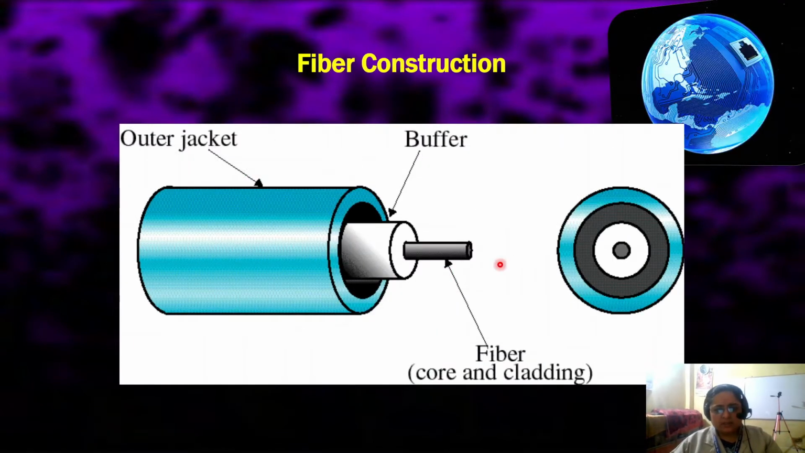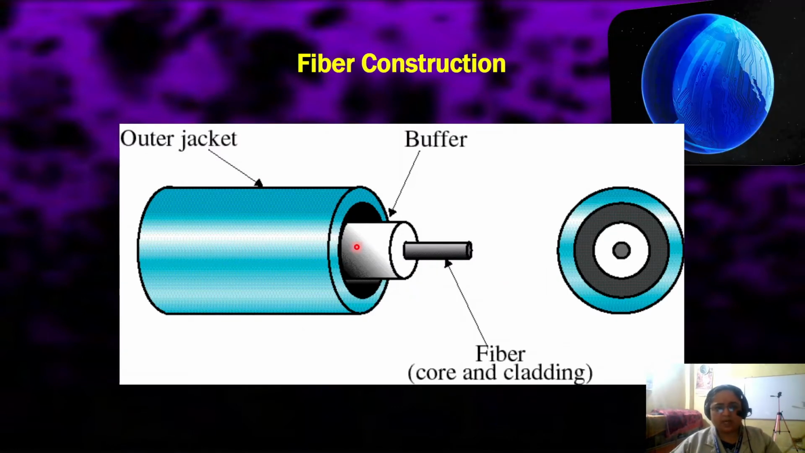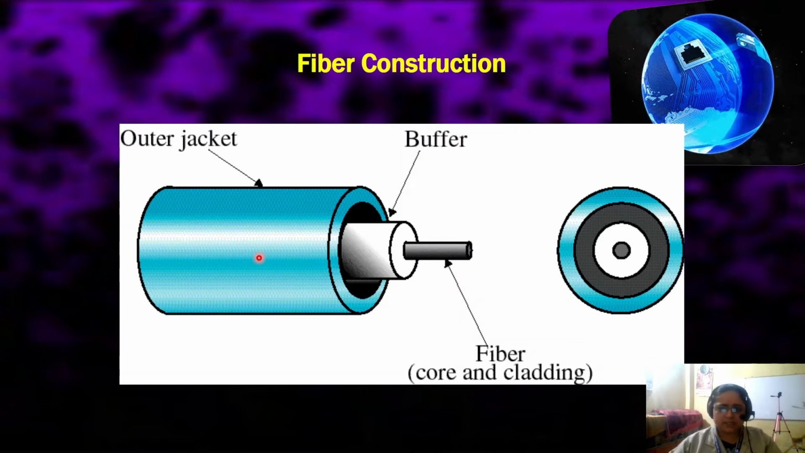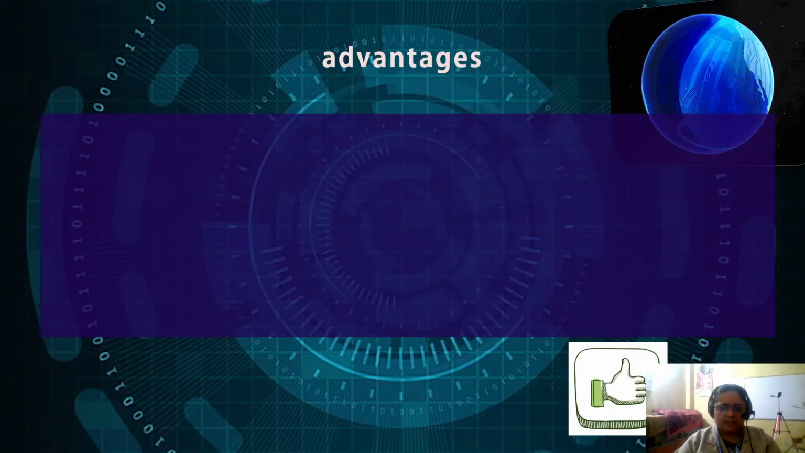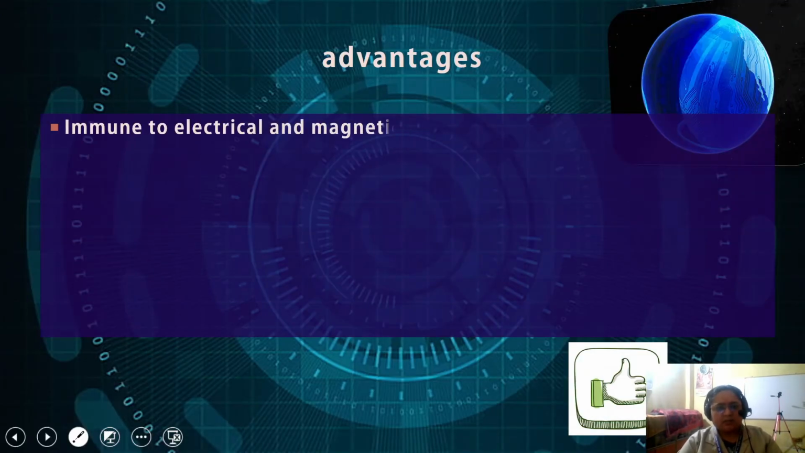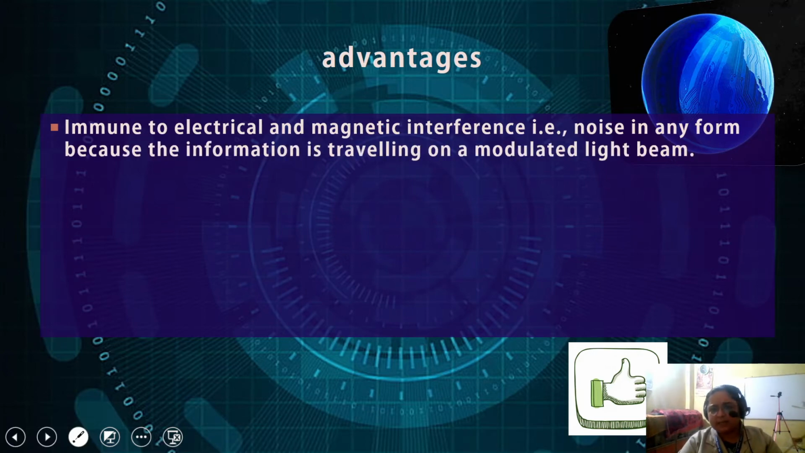Fiber construction. So in the center you have the core and cladding, then you have the buffer, then you have the outer jacket, and somewhat it looks like this. Some advantages. So it is usually immune to electrical and magnetic interference, that is noise in any form, because the information is traveling on a modulated light beam. So it is quite immune to electrical and electromagnetic interference, because light is not affected by that.